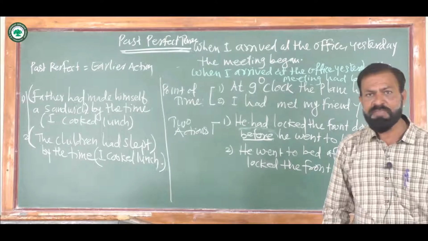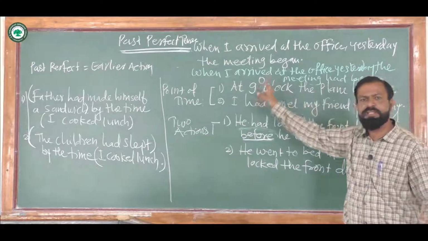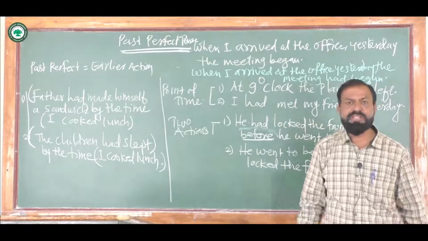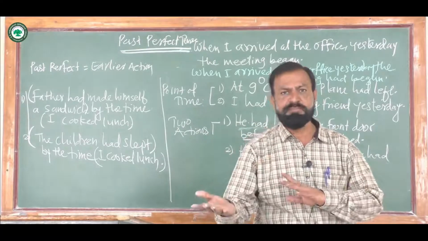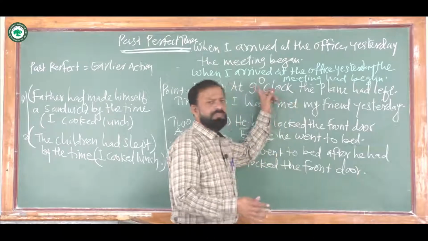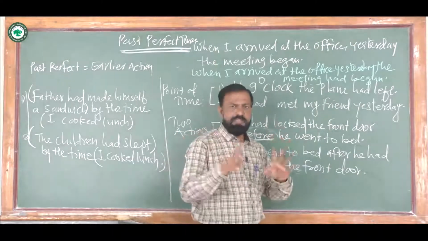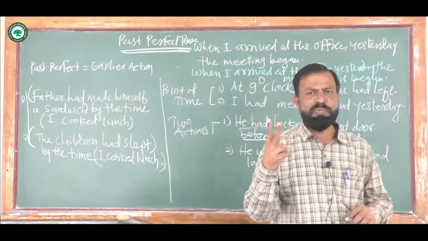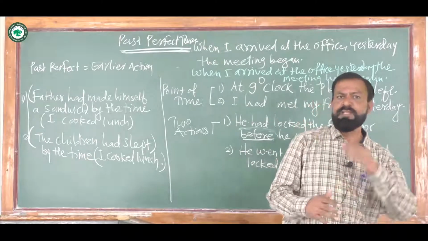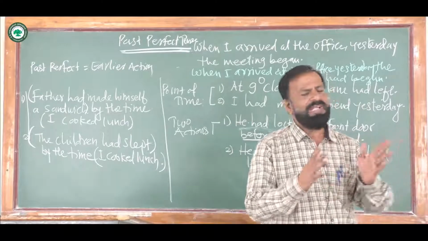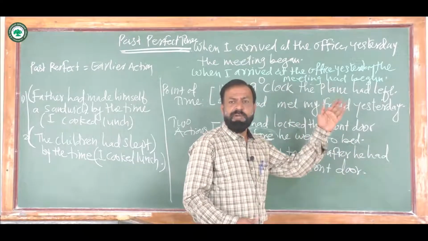And what is the difference? When I say, "When I arrived at the office yesterday, the meeting began," there are two actions and they took place simultaneously. What is simultaneously? At the same time. But in the second sentence, "When I arrived at the office yesterday, the meeting had begun," again two verbs are used in the two clauses. But here, the main difference is that one action takes place before and the other action takes place later. So this is the difference between simple past tense and past perfect tense.